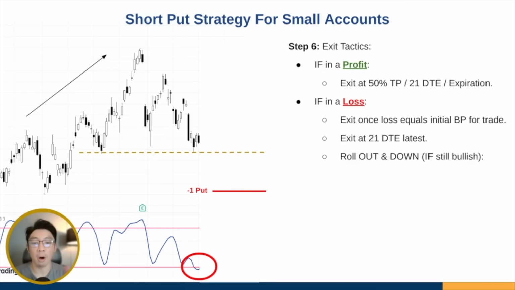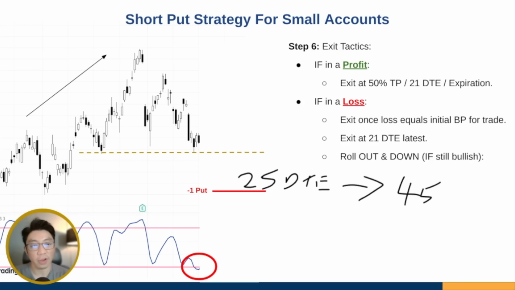Now, there's one more option. This is the option that a lot of people want to do, and that is to roll up and down your put option. That means, for example, if the current put option has maybe about 25 DTE left, what you want to do is roll it out to a further timeline. So maybe you go to the next 45 DTE.